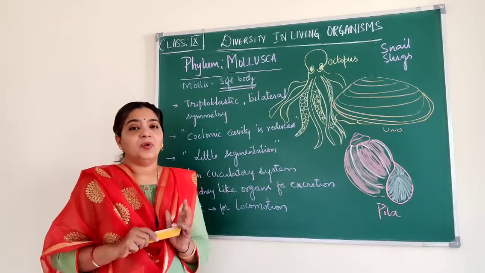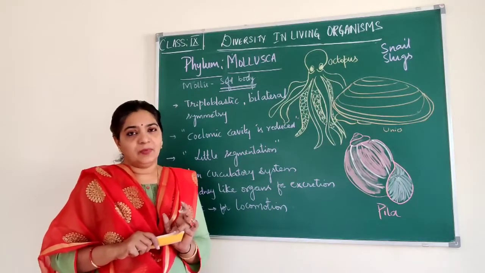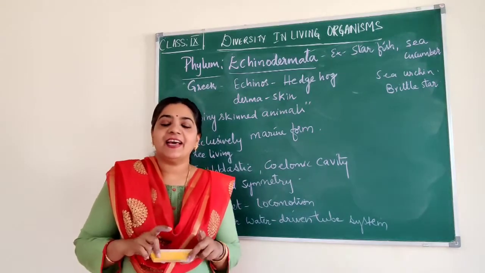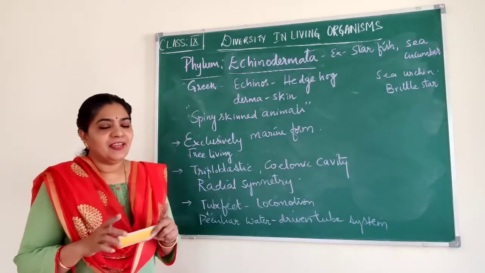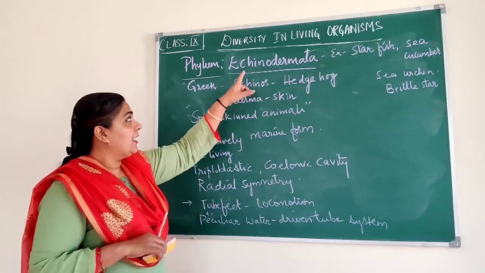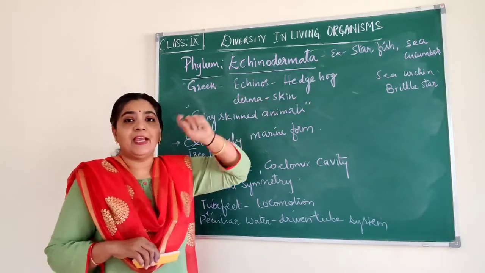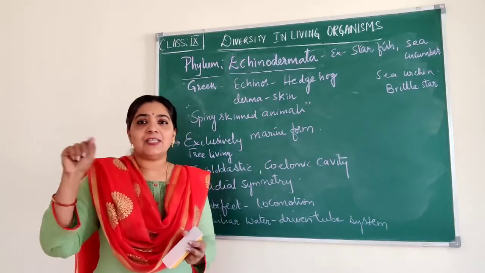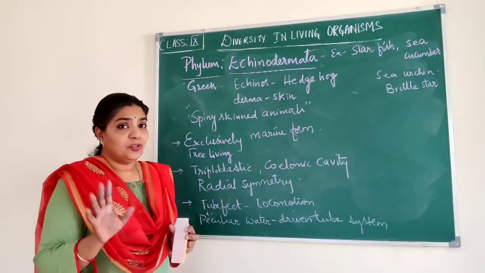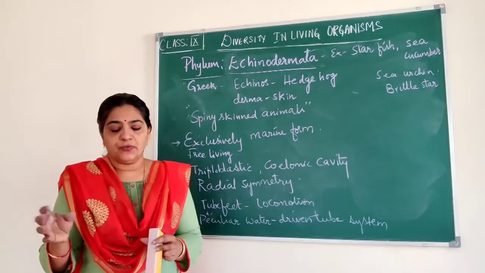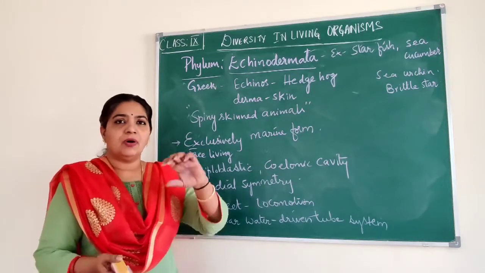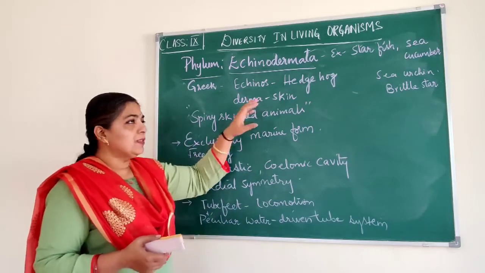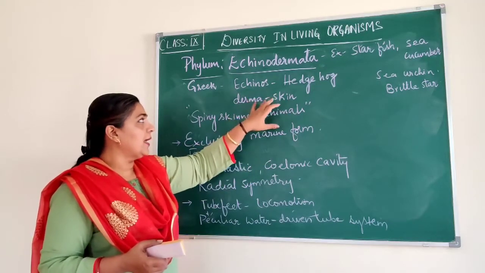Now let us learn about phylum Echinodermata, the last phylum under invertebrates. Their name is taken from the Greek echino. Echino means hedgehog. You have seen a hedgehog, which looks like a rat and has spines on it. It's not a porcupine; a hedgehog is different. As it has spines, it is called echinoderma.